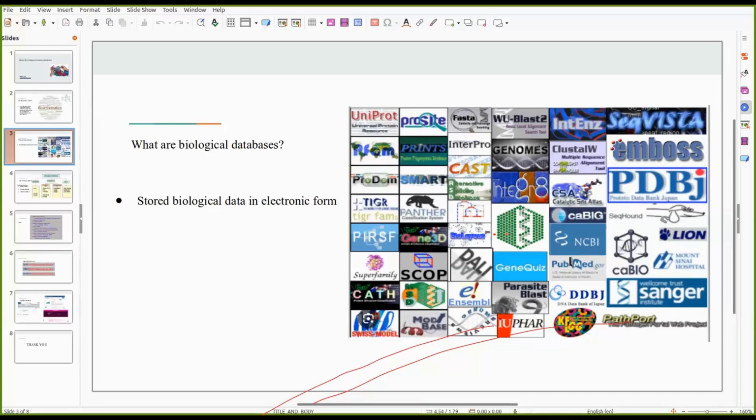Then another one is Pfam. Pfam is protein families, so you have more detailed information on proteins that have been crystallized and probably others.